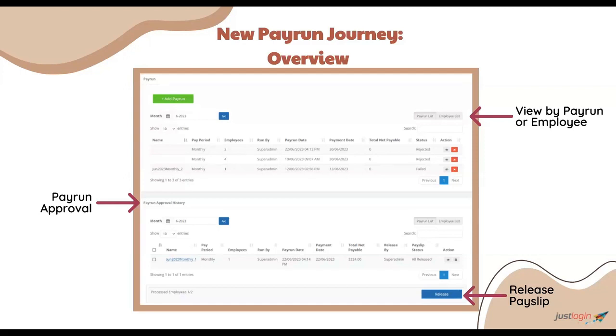You will also see the Payrun approvals, meaning anything that has already been done, that has been approved, will be in the bottom section at the below. This section here, you will also be able to switch it between the by payruns or by employee list. On this page itself, you will also be able to release the payslip. So right at the bottom, you will see the release button. And once you release it, the payslip status will show you as released.